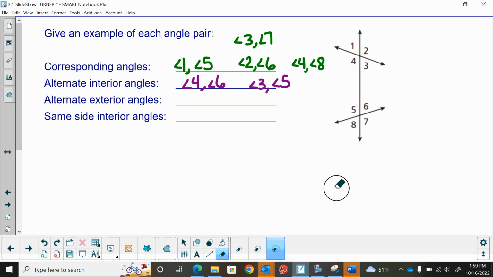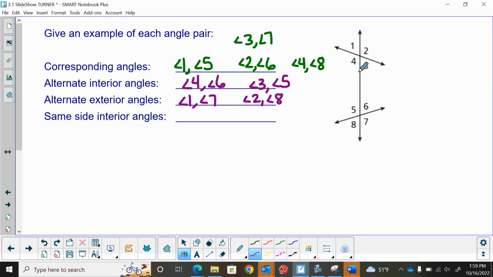Alternate exterior. So now we're jumping to the exterior. So 1, 2, 7, or 8. Alternate still, we're talking about opposite sides of the transversal. So we have angles 1 and 7, or angle 2 and 8.